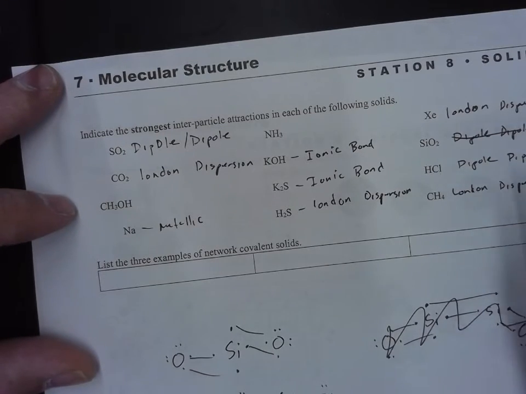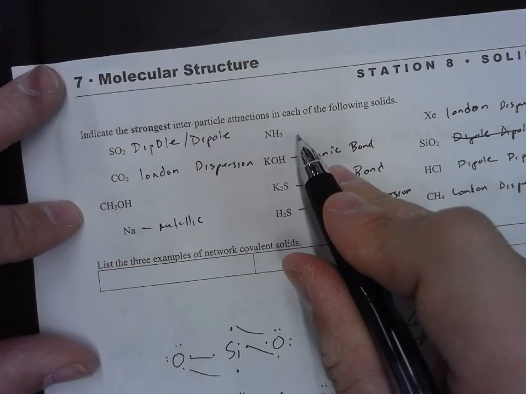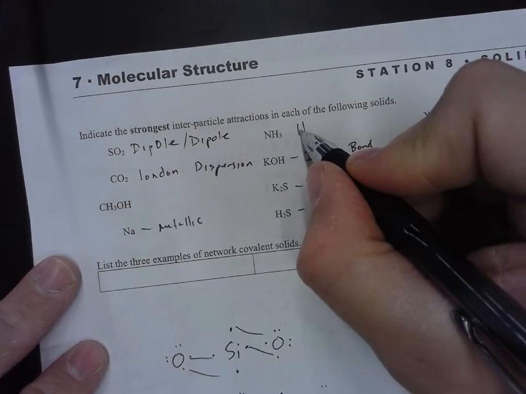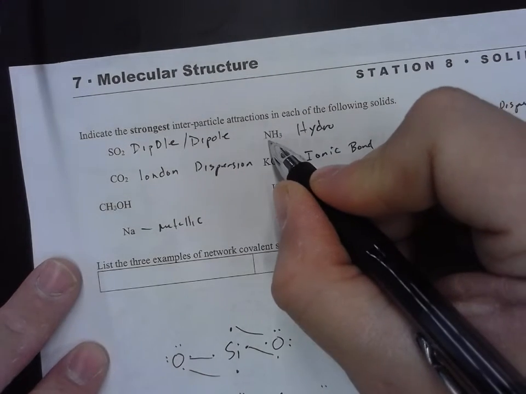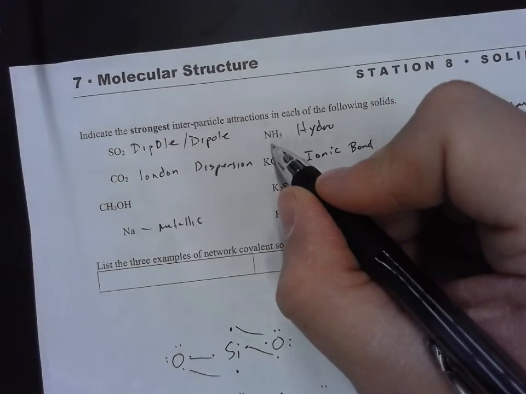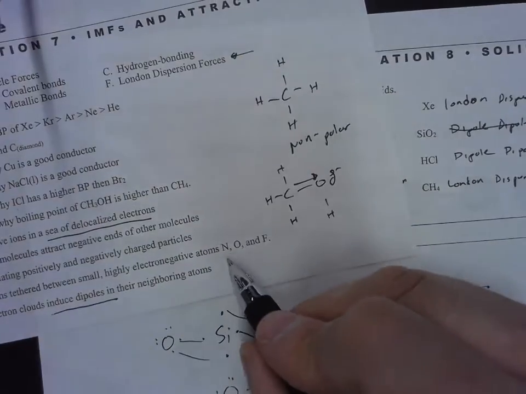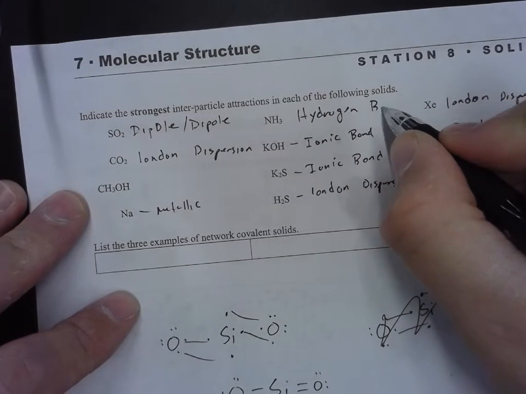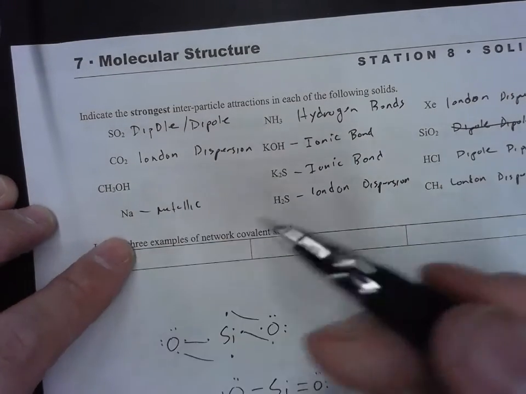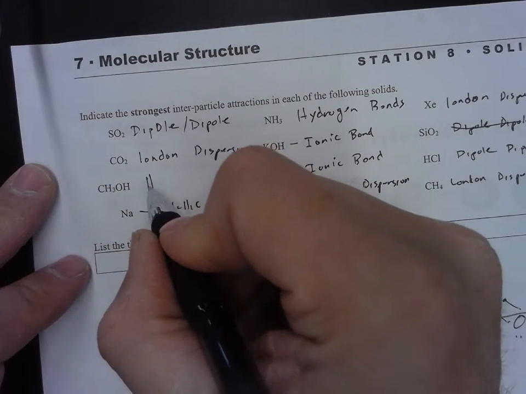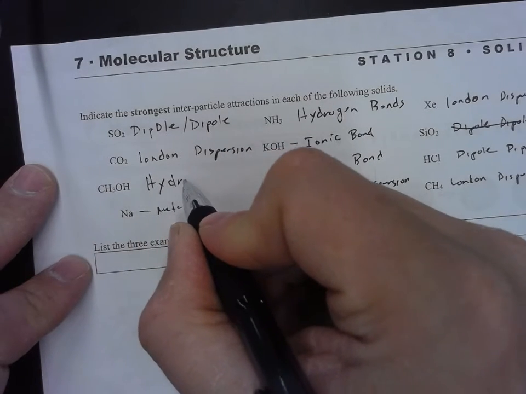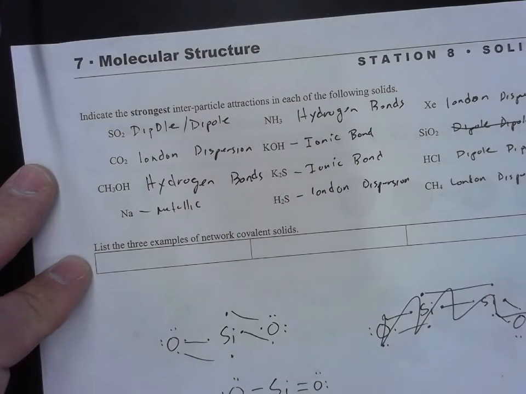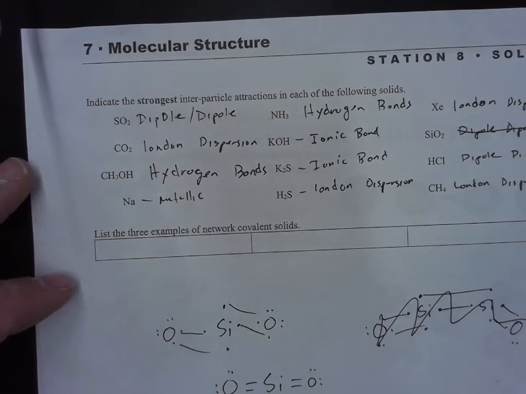Okay, that leaves us with NH3. NH3 is capable of forming hydrogen bonds. Okay, because hydrogen bonds occur with N, O, and F. And CH3OH, we already looked at that one many times, at least twice. That's hydrogen bonds. Okay, I know that's difficult. That analysis is tricky, I know.